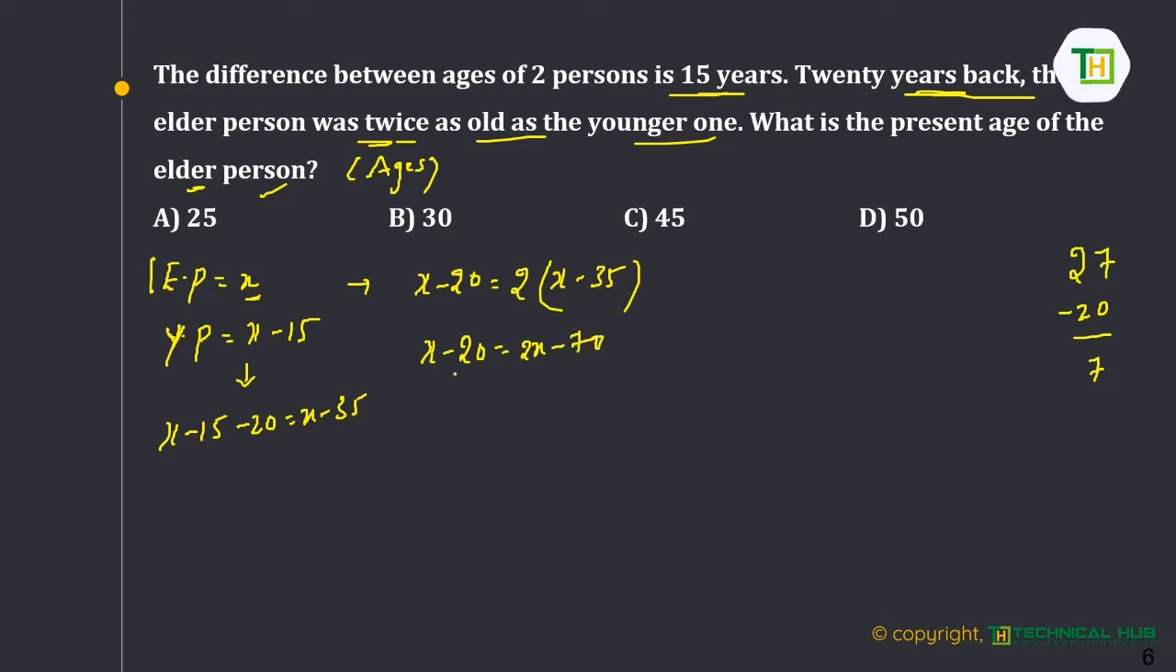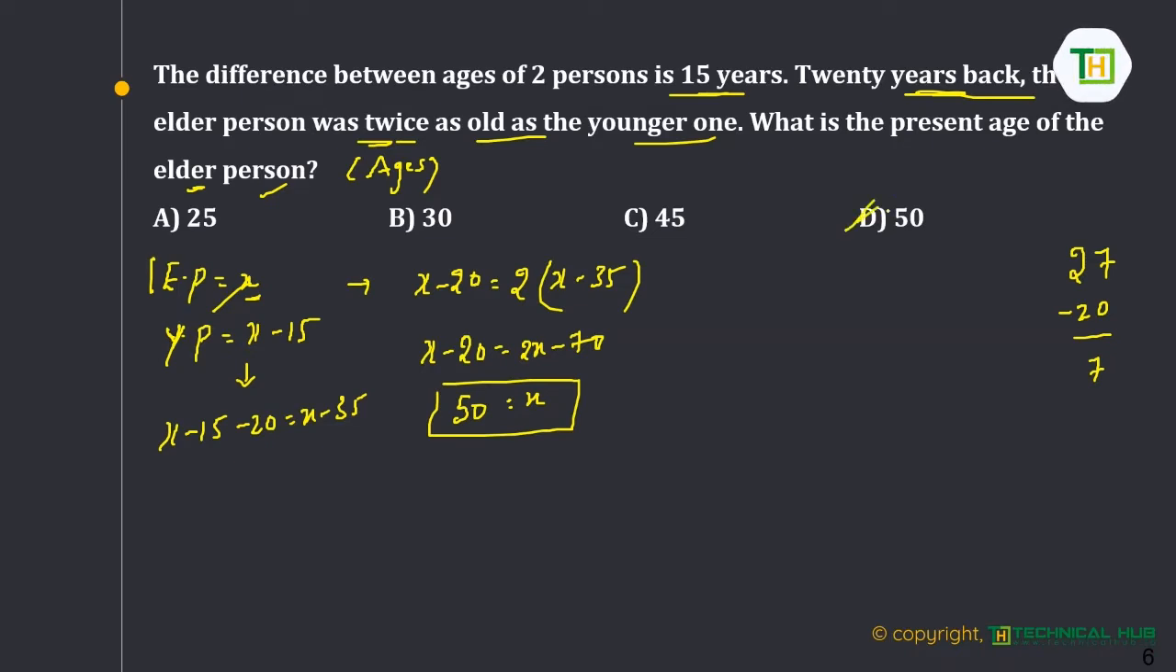So minus 70 comes to this side, plus 70. So plus 70 minus 20 is 50. 2X minus X is equal to X. So X is equal to 50. So X is nothing but the present age of the elder person. So the answer for this question is option D.